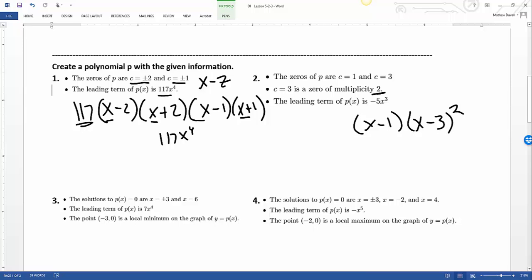Now my leading term, p of x, is negative 5x to the third. Okay, so far that's x. That's 2 of them since it's squared. So that's x to the third. So if I had a negative 5 in front, that should make it minus x to the third.